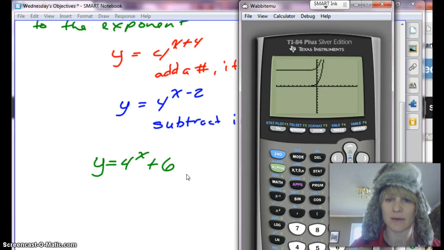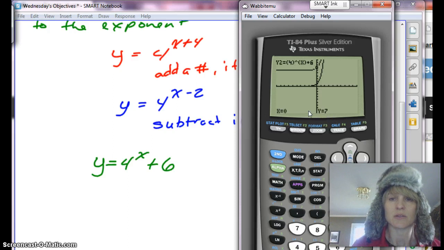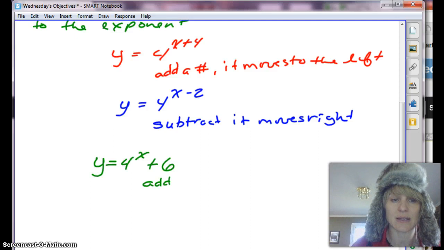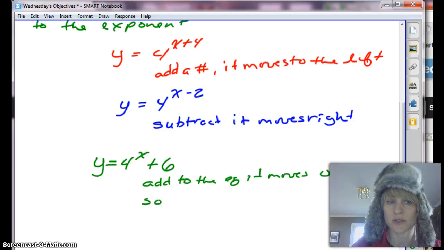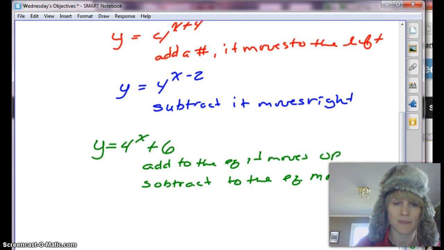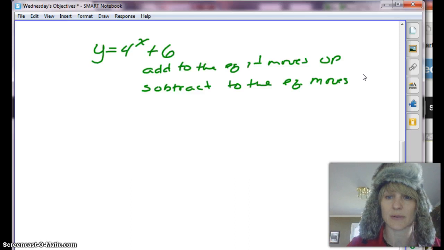If you look, it went up 1, 2, 3, 4, 5, 6. If we do our trace, there's the 1, and then if I move up here, it went to 7, so it went up 6 units. So basically we can say here, when you add to the equation, it moves up. So then the opposite should be true too. So when we subtract to the equation, it moves down. My head might be in the way of that, huh? Sorry. It moves down, okay?